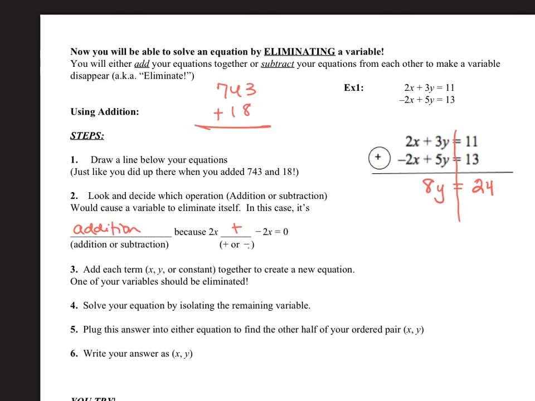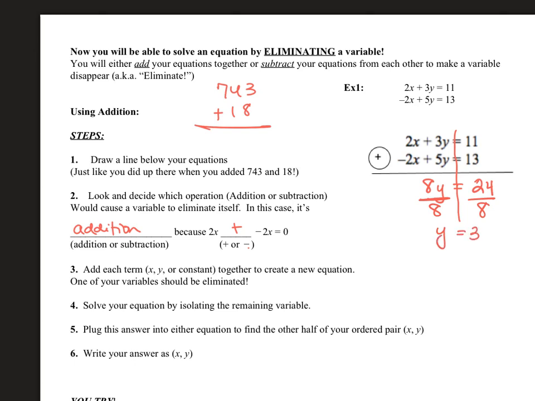And so now I look at my new equation, and my new equation has a single variable. And so if I look at step 4, and by the way, one of my variables is eliminated. X is gone. And again, that was because 2x plus negative 2x is 0. And so now I'm going to solve the equation that I have by isolating the remaining variable. I happen to have y as my remaining variable. It won't always be the case. Sometimes it'll be x. And since y is being bothered by 8 and it's being bothered by multiplication, I'm going to divide by 8 on both sides, which means that y equals 3.